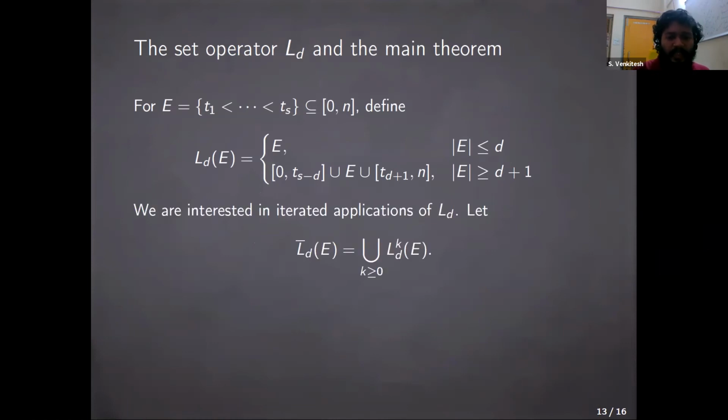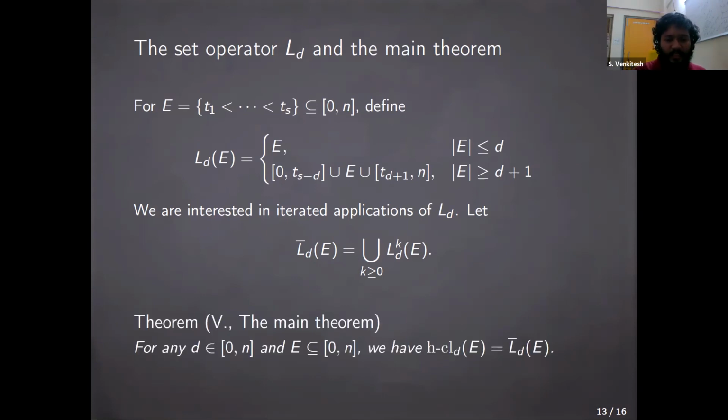Now we are interested in repeatedly applying this operator. LD bar of E corresponds to repeated application. You just add all the layers that you keep getting by applying this operator again and again. Finally, somewhere this operation should stabilize. The main theorem is that this is the hyperplane closure. You keep adding layers by using this lemma. Wherever the process terminates, whatever you have at that stage is equal to the hyperplane closure for degree D. This is true for any degree and for any subset. So this is the main theorem about hyperplane closures.